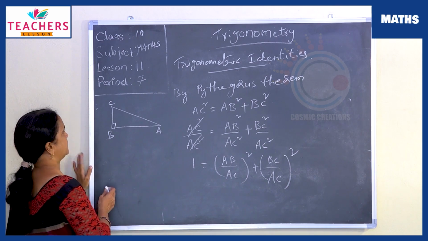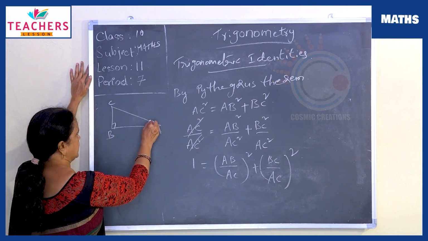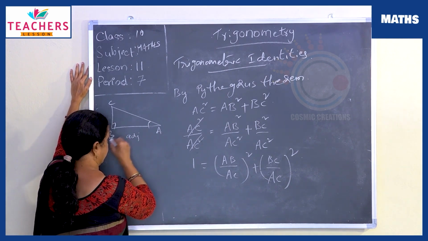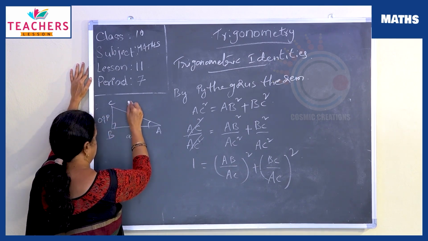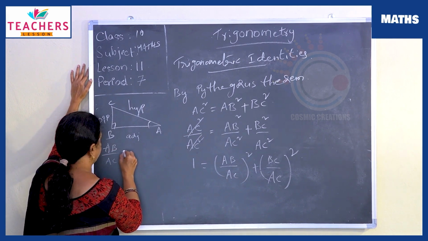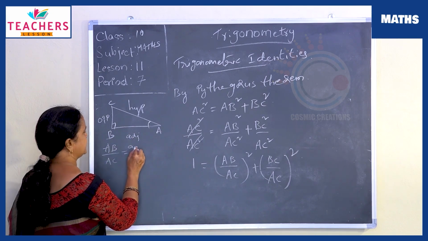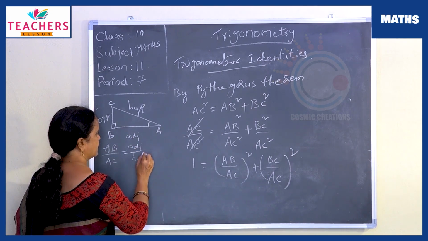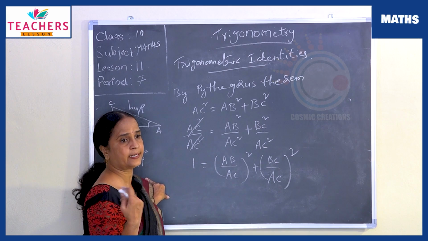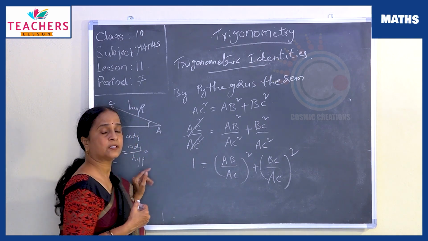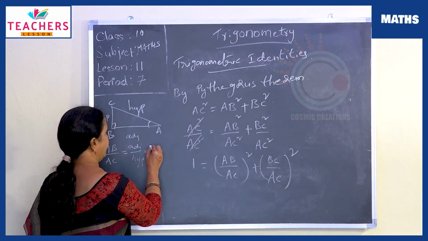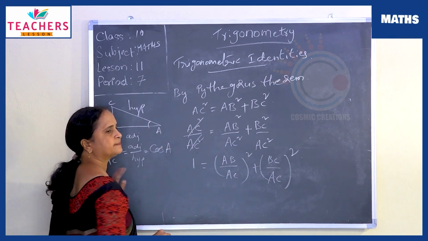Now, what is AB by AC? With respect to angle A, AB is adjacent, BC is opposite, and AC is hypotenuse. So AB by AC is adjacent by hypotenuse. From trigonometric ratios, you already learnt. Can you say which ratio this is? Adjacent by hypotenuse is cos A.